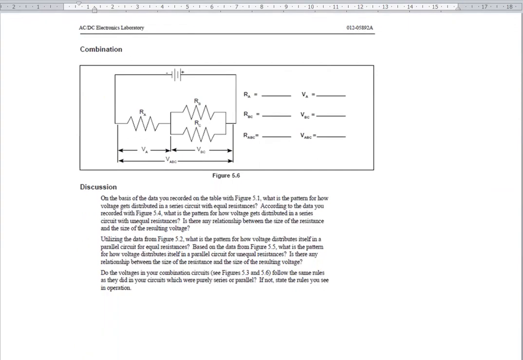After you find all these values of quantities in the 6 figures, you need to read this discussion and answer the questions here, like what is the pattern for how voltage gets distributed in a series circuit with equal resistances. You have to answer all these questions in the discussion. You make a full report and submit the report to me via Moodle. If you cannot, send it by email to my email address.